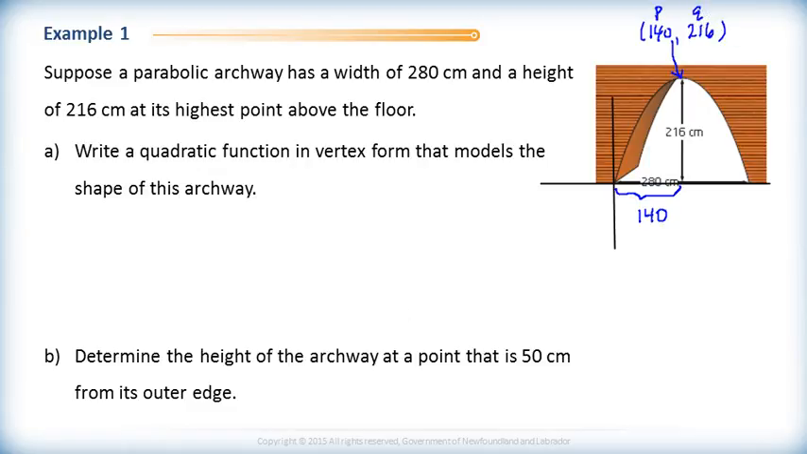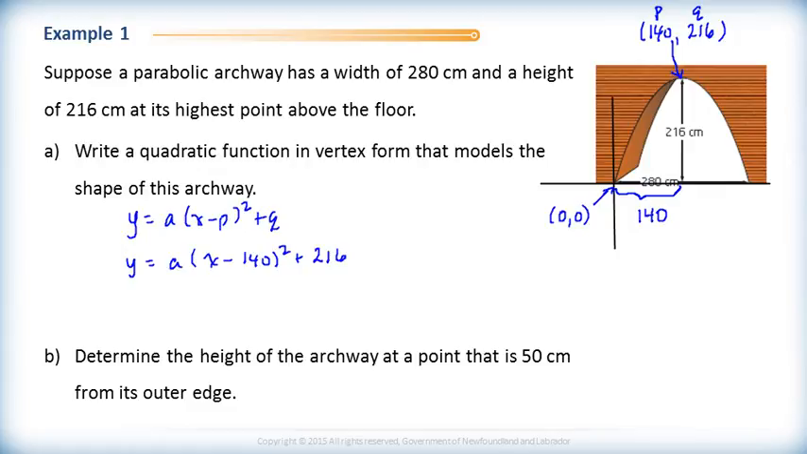So I follow the procedure outlined in recording number 1E of this series. We begin by writing the vertex form y equals a(x minus p) squared plus q. And therefore, we know the p and q value, so we have y equals a(x minus 140) squared plus 216. Now we need another known point on the graph. Because I've conveniently placed my axes like this, I've got a point (0, 0) that's on the graph.